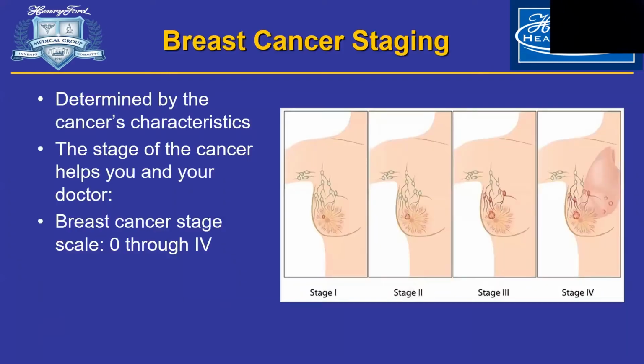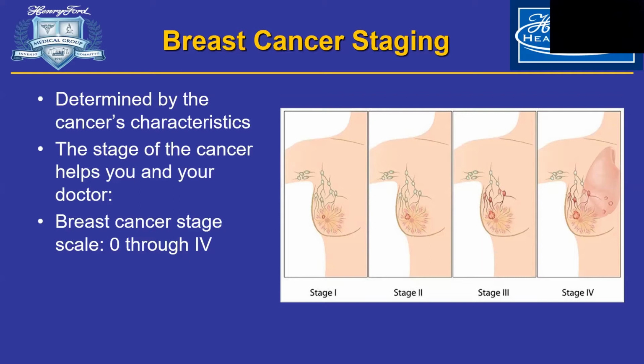So a little bit about staging. The purpose of staging is to determine the cancer's characteristics. We want to know things like how large is the cancer, has it gone to the lymph nodes, has it gone beyond the lymph nodes, and whether or not it has hormone receptors. The stage of the cancer helps us to figure out the prognosis, to decide on the breast treatment options, and to determine if certain clinical trials may be a good option.